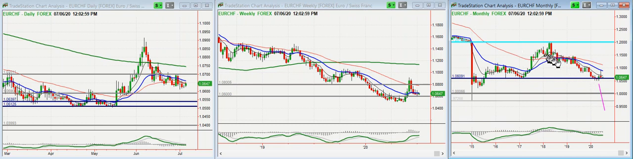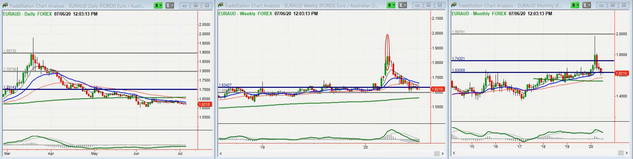So what you see here, it's just downtrending. It has made a pullback, testing the 21. That's a healthy pullback, and I'm clearly bearish for this chart. Let's have a look here at the euro Aussie.